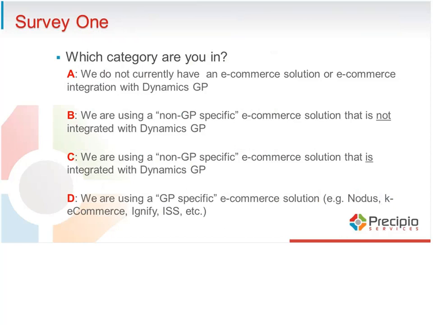So a quick survey. What category are you in terms of where you're at with e-commerce? Feel free to respond in the chat window if you can, and just type a letter A, B, C, or D to indicate whether you don't have an e-commerce solution or no integration with GP, or you do have an e-commerce solution but you're not yet integrated, or if you do have an integrated solution with GP. And lastly, if you have one of the GP-specific e-commerce solutions like Notice or K-eCommerce, those are the few that I'm familiar with.